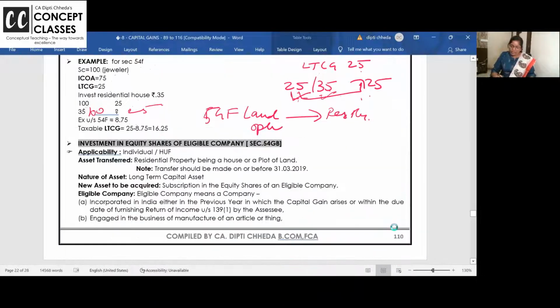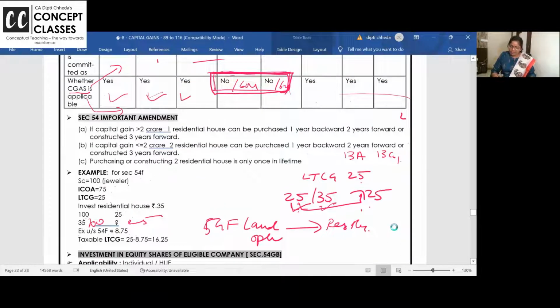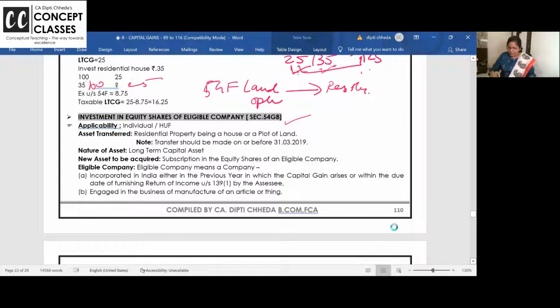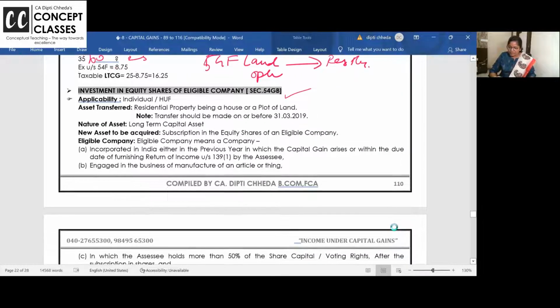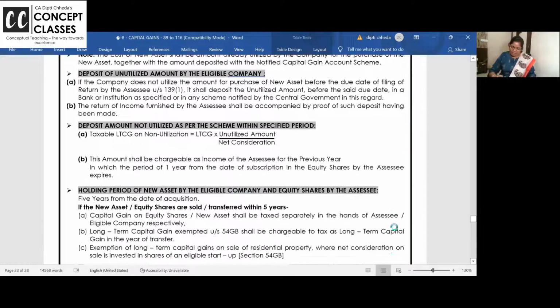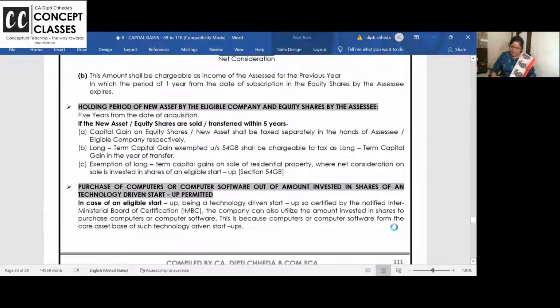How many of you still have a doubt in 54F? 54GB is there, but not much important. I will tell you on a different day. 54GB is almost getting close now. Every year they are extending it by one year, but okay. In brief, I'll explain it once later. Not now.